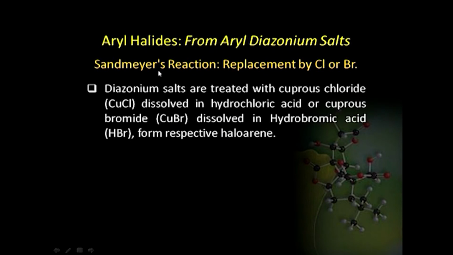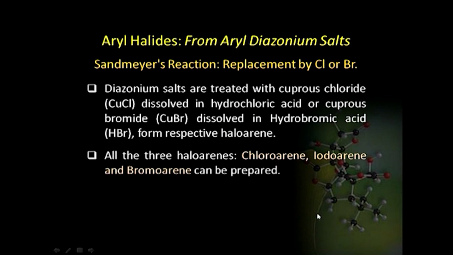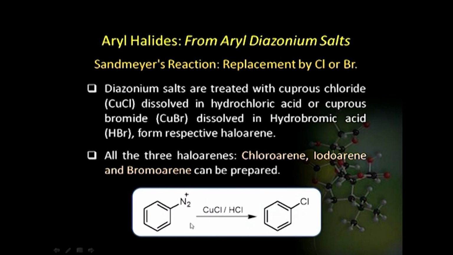Another reaction involving the diazonium salts is the Sandmeyer reaction, which involves replacement by Cl or Br. So, diazonium salts are treated with cuprous chloride dissolved in hydrochloric acid or cuprous bromide dissolved in hydrobromic acid to form the respective haloarenes. All three haloarenes, that is chloroarene, iodoarene and bromoarene, can be prepared by this method and by the reaction which is shown here. The diazonium ion in the presence of cuprous chloride and HCl gives chlorobenzene.